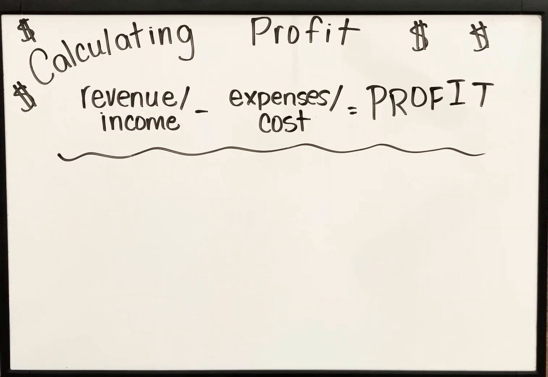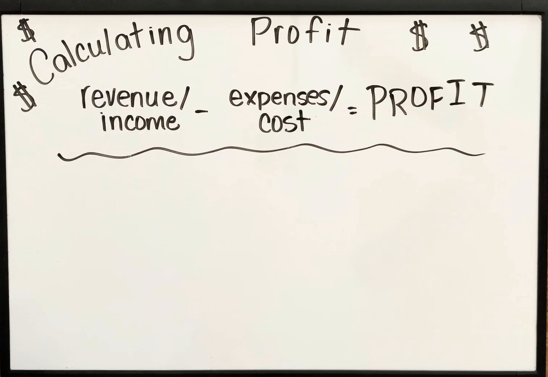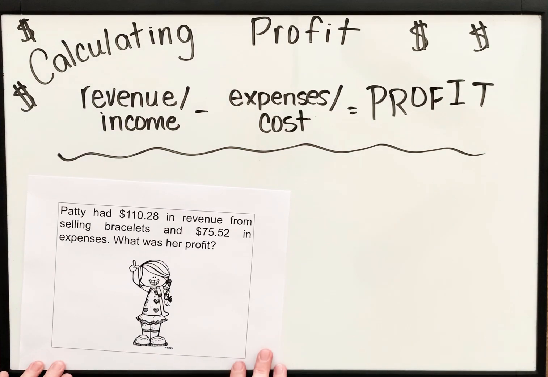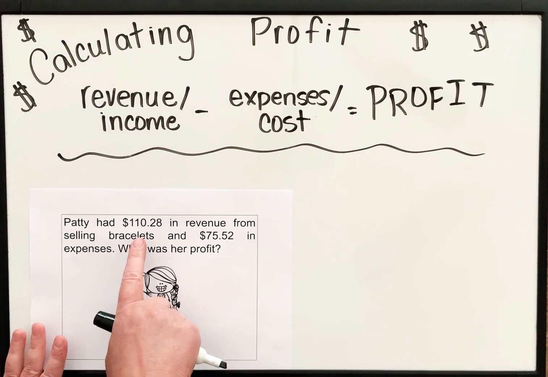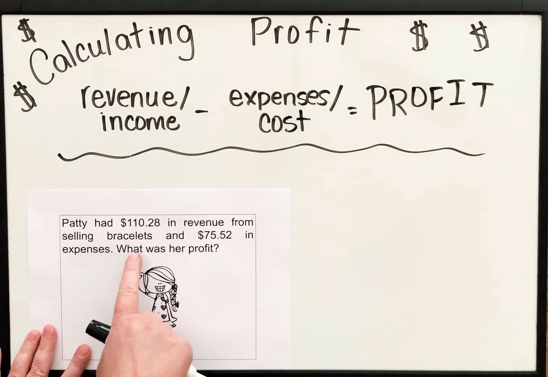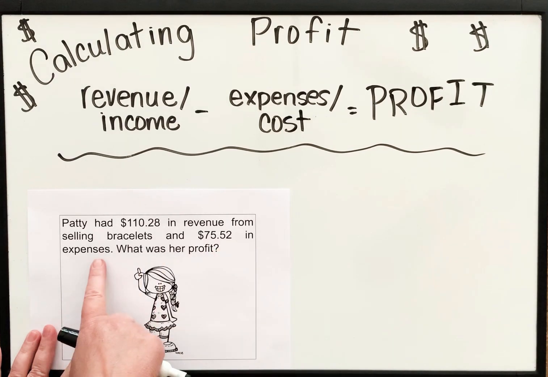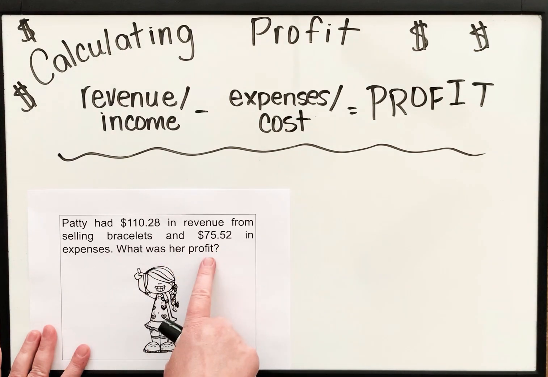We're going to look at 4 examples today. As we calculate profit, we're going to be thinking about our formula. First problem. Patty had $110.28 in revenue from selling bracelets and $75.52 in expenses. What was her profit?